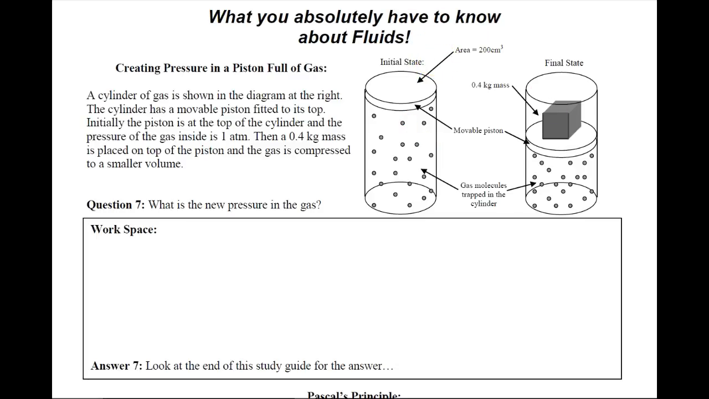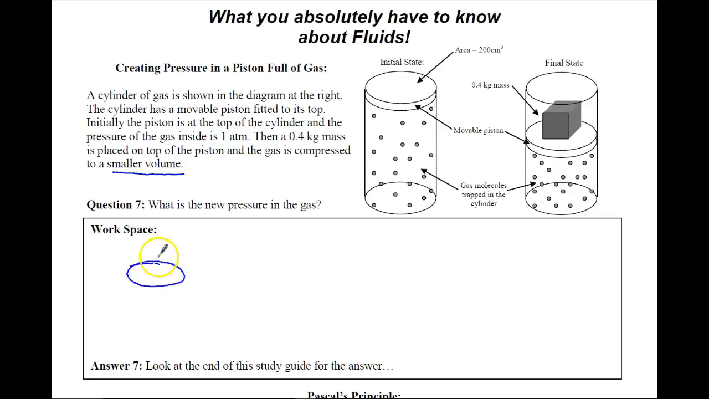Nothing's going anywhere. If I take a 0.4 kilogram mass and I put it on top of it, obviously it compresses that gas and it's now a much smaller volume. So they want to know, what is the new pressure in the gas? To define that new pressure in the gas, we've got to do a few things. Let's do a free body diagram first.